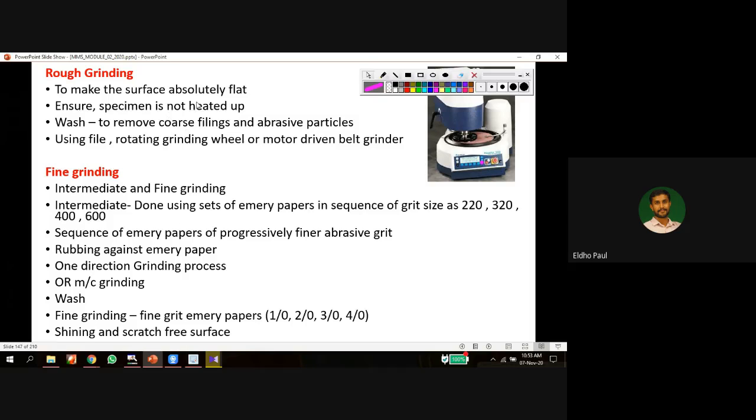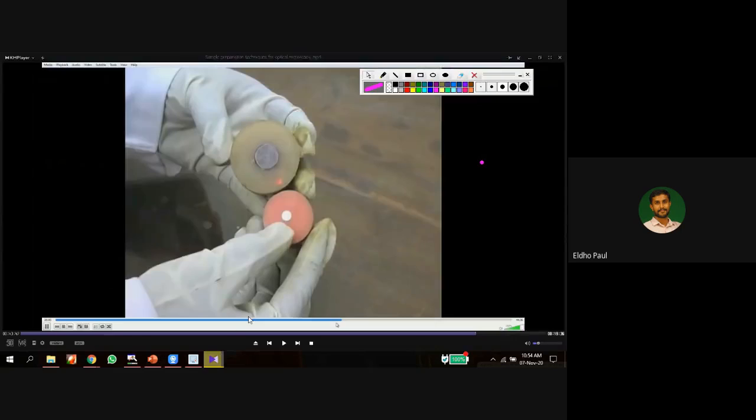By this rough grinding, we remove all the coarse filing abrasive particles. Sorry, we remove all imperfections. We can create a flat surface by this rough grinding. After that, we remove all the abrasive particles by washing with water. So the first one is the rough grinding process.